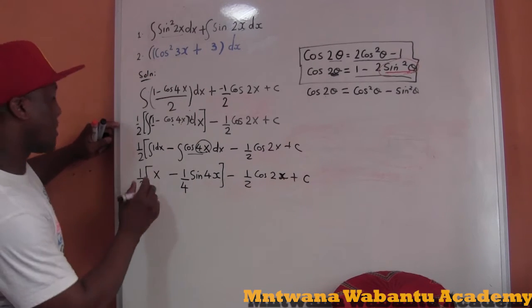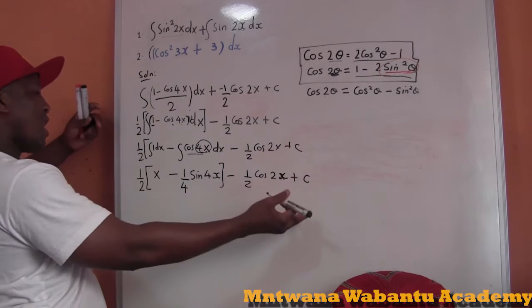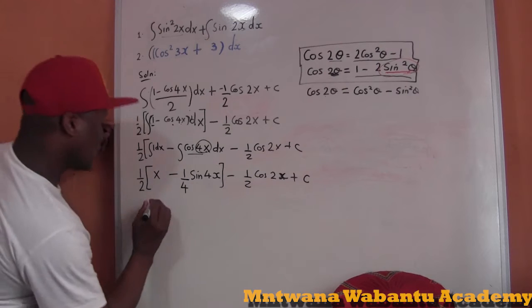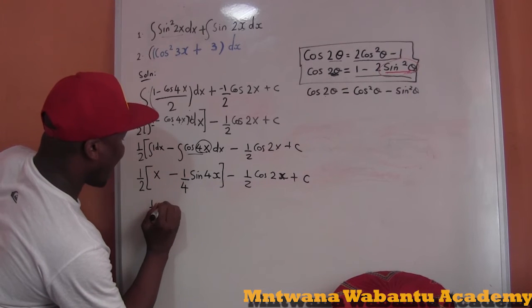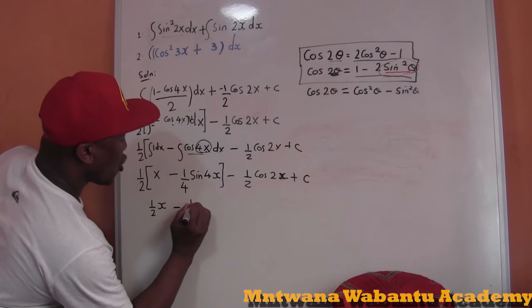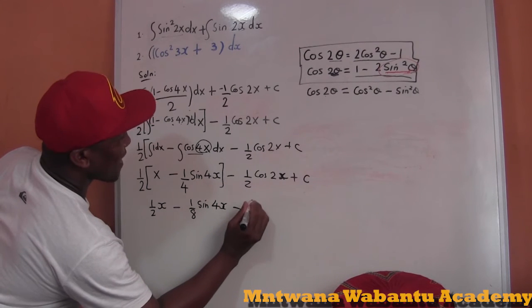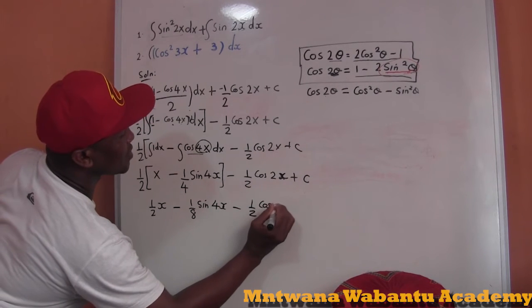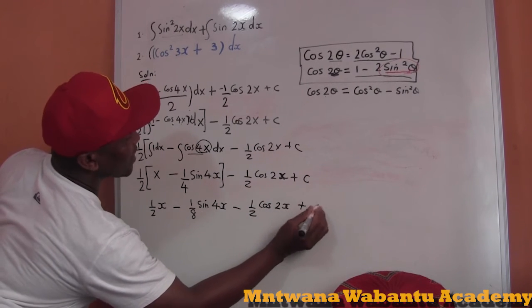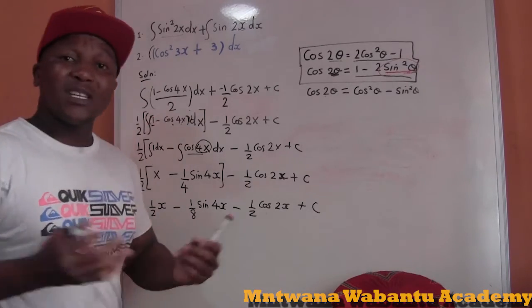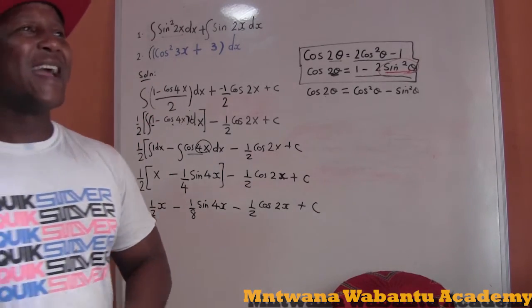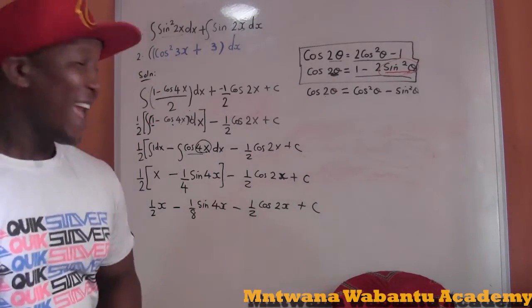So the question is finished. I can multiply that out, or I can leave it the way it is. It's up to you. If I multiply that out, I have x minus 1 over 8 sine 4x minus 1 over 2 cos 2x plus c. And the question is done. Yay! It's a now river soldier, like I told you.